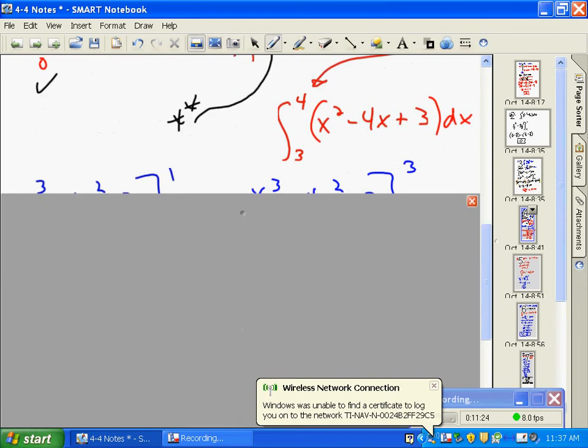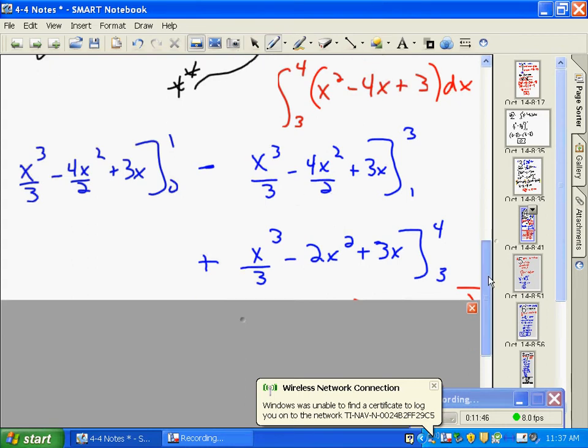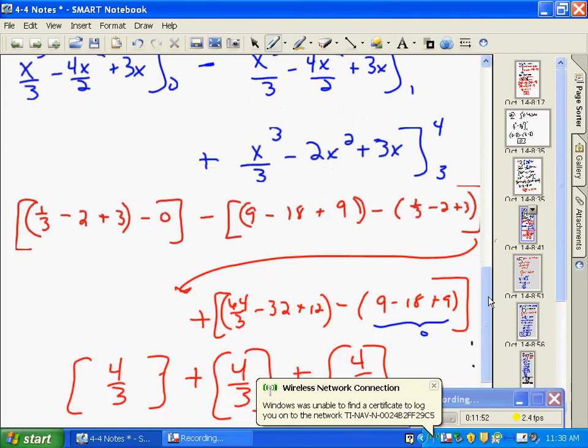Tricky question. Okay, so from here, I've got 3 parts. I have to do the antiderivative of all 3 parts and evaluate them differently: the first one from 0 to 1, the second one from 1 to 3, and the last one from 3 to 4. Now make sure that the middle one is being subtracted. And then I'll just take this away and here's all the work.